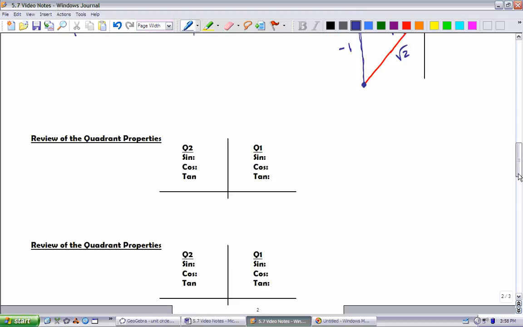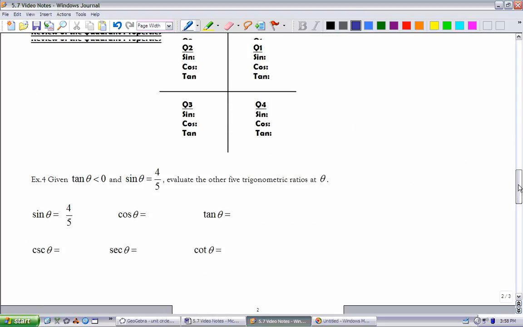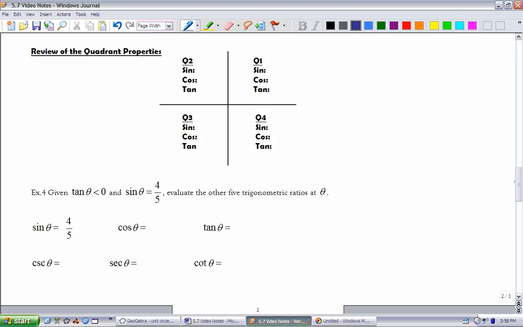Okay, the next thing we want to do is review quickly the quadrant properties, which we talked about before, but let's make sure that we understand again that the right side of the graph is positive, the top of the graph is positive, the left side is negative, and the bottom is negative.